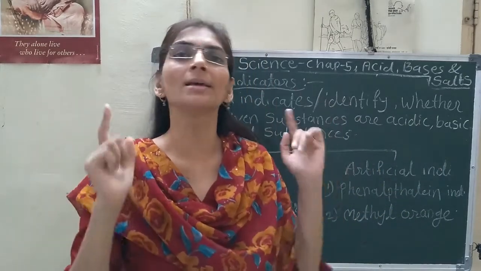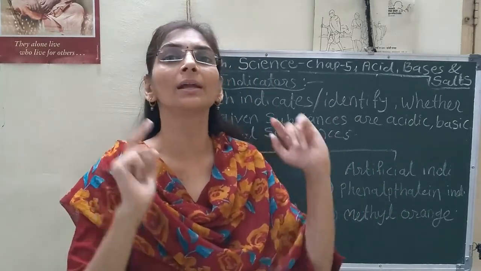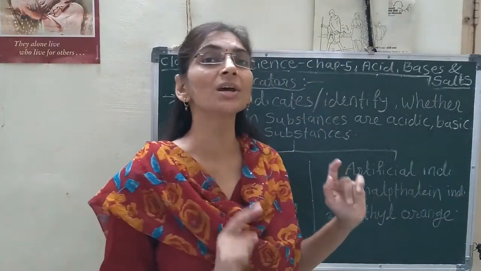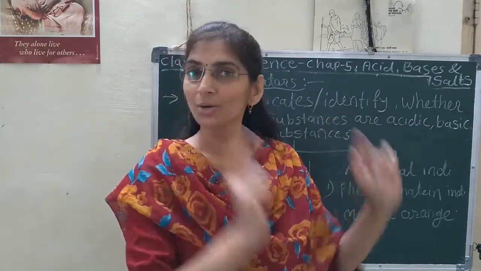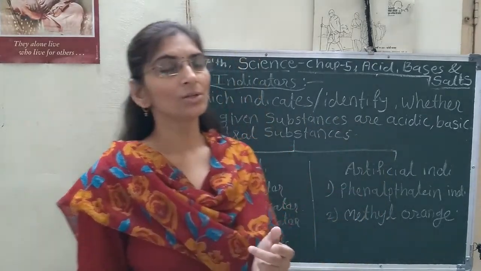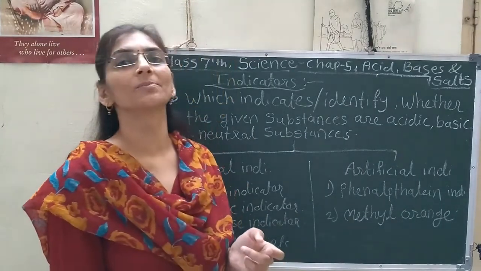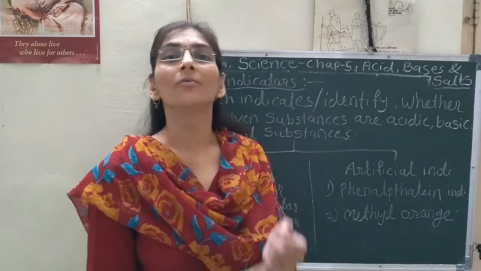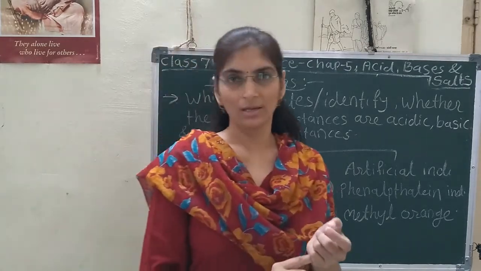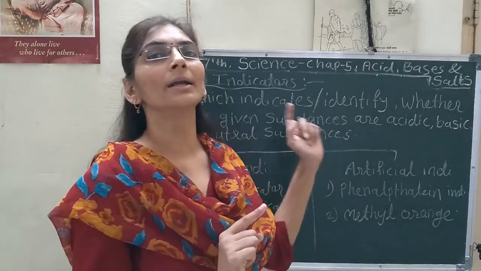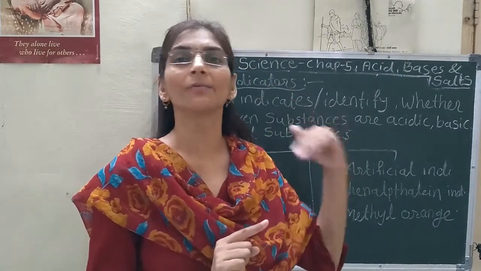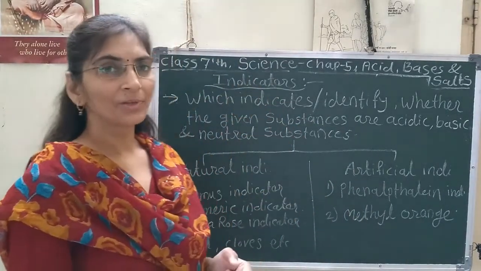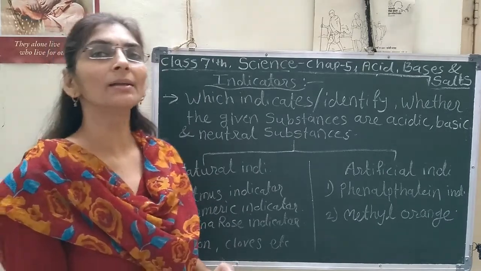So the question arises: how can we classify these substances, whether they are acidic in nature, basic in nature or neutral? For the identification of the nature or chemical or physical properties of these substances, we use indicators. These are the indicators that we have to learn in this lesson. So what is the meaning of indicator?